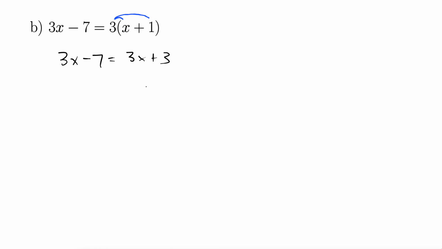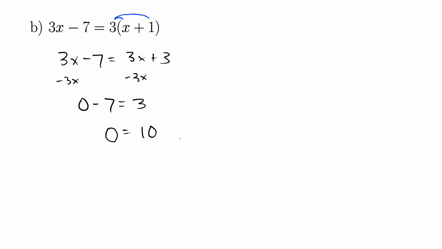Okay, let's get all the x's on one side. I'm going to get them on the left side, so I'm going to subtract off 3x from both sides. Well, there go our x's. 3x minus 3x is 0, so this is already looking a little odd. It's never a good sign when your variable completely drops out. Let's continue on. Let's add 7 to both sides. That gives us 0 equals 10.